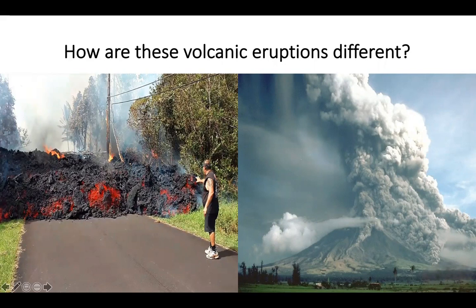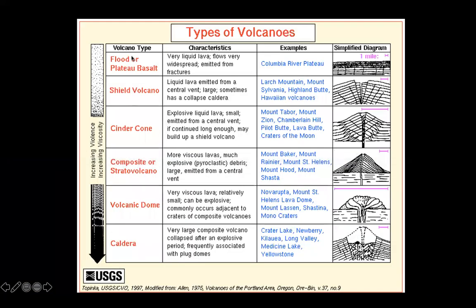So the difference there, which we would have discussed in class, was that one of them is just lava flowing out freely, the other one explosive. So low viscosity, high viscosity. All right. And of course, this isn't going to let me go to the next slide. There we go. Okay, so we're going to be talking about the different types of volcanoes.